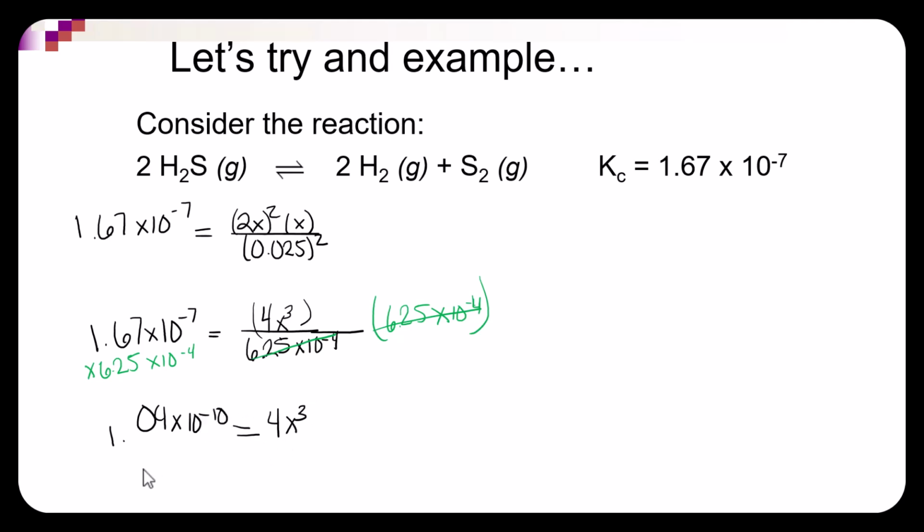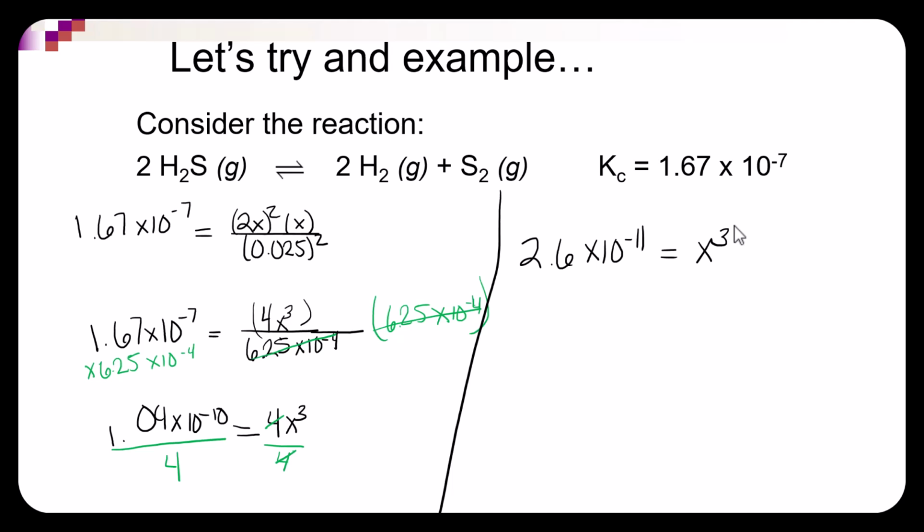We're trying to get x by itself, so the next thing I'm going to do is divide by 4. So divide by 4. 4 on top, 4 on bottom, they cancel. Whatever I do to the left side, I also have to do to the right side. So now we have 1.04 times 10 to the negative 10th divided by 4. 0.6 times 10 to the negative 11th equals x cubed.